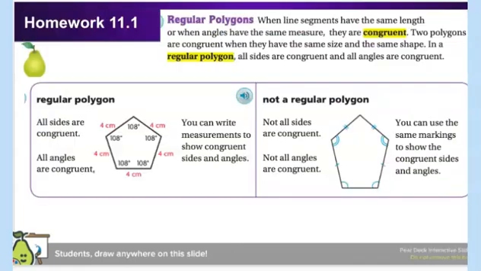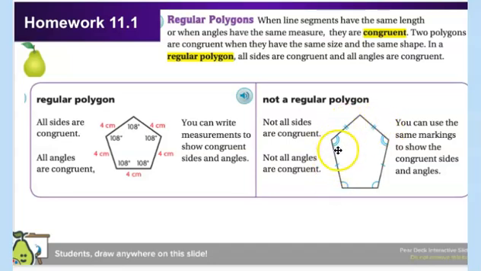All right. So regular polygons are when the line segments have the same length, or when all the angles have measurements that are congruent. So that's where I was using, remember, those similar dashes to show it. So on these two, they have the same length, so they each have 1 dash. On this one, they have 2 dashes, so these two are the same length. But these lengths are not the same as these two.